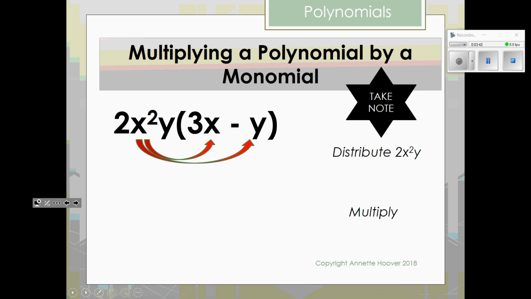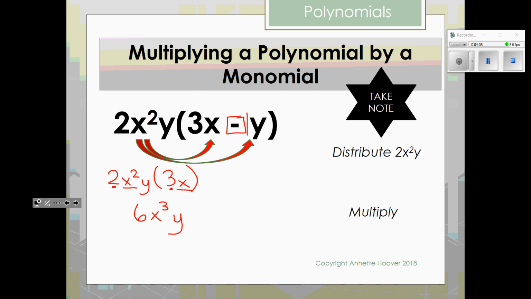Again, we have the distributive property, this time with a binomial. So I have the outside term, which is 2x squared y. I'm going to multiply it times the first term, which is 3x. I can multiply the 2 times 3, which is 6. X squared times x to the first is x cubed. And then I just have y. Notice I have a subtraction sign.